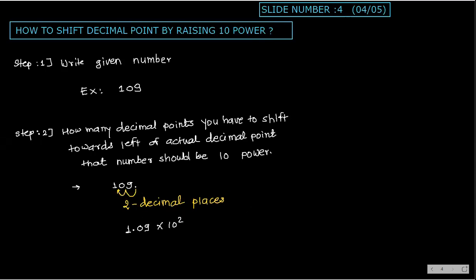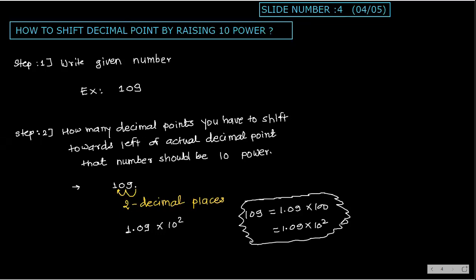This only you write. Or else your common method, 109 is equal to, I can write like this also, 1.09 into 100. Yes or no? Which is you are getting the actual number. 1.09 into 10 to the power 2. Clear? Yes, sir.